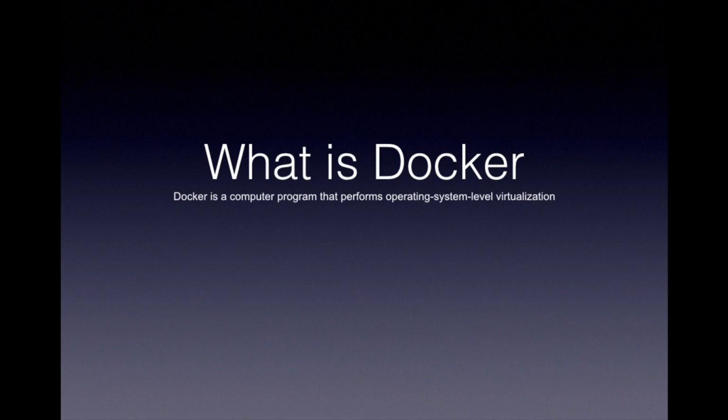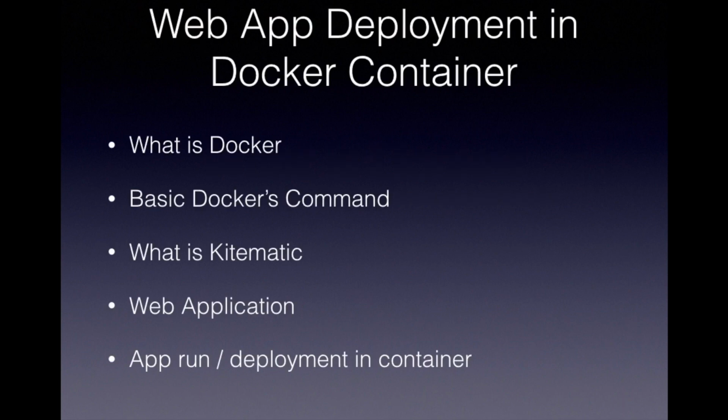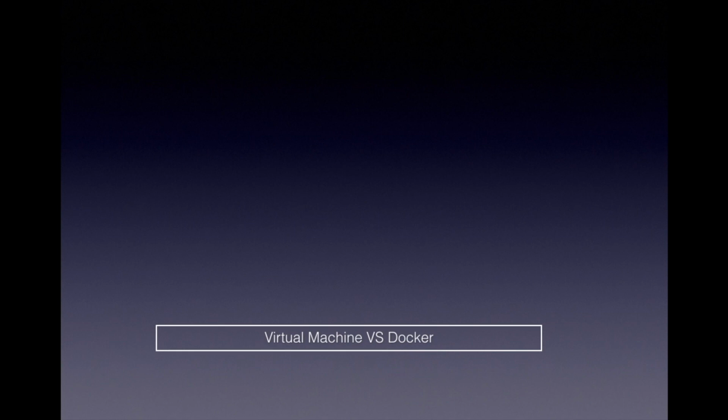So let's see from the virtual machine perspective what's different in Docker than a virtual machine and why it's getting more popular. On this slide we'll try to understand the difference between virtual machine and Docker. We'll see the architecture of the virtual machine first, and then in comparison to that we'll try to understand the Docker architecture.